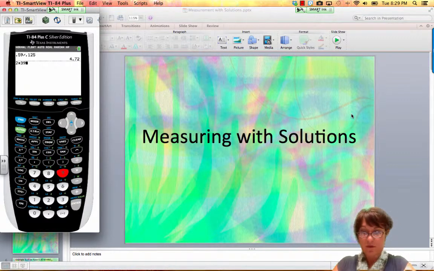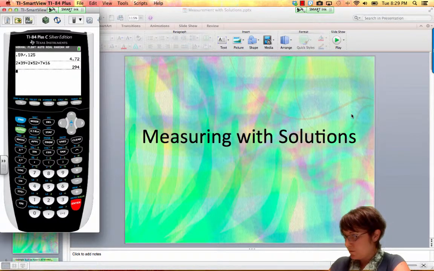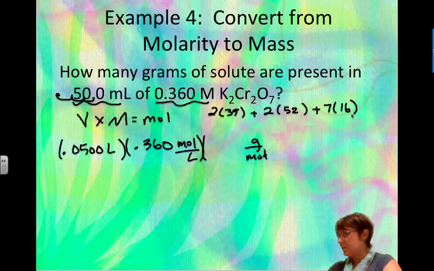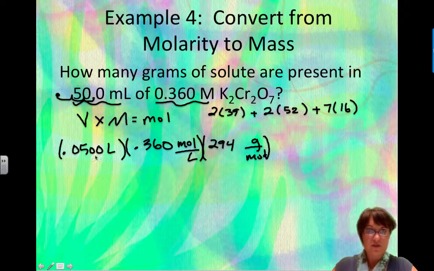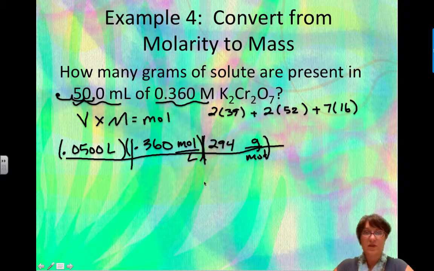So 2 potassiums, 2 chromiums, and 7 oxygens. Okay, 294 grams per mole. That's a pretty big substance. All right, so we put that in our conversion factor. Hey, you know what this looks like to me? This looks like a T table. Check it out. Multiply the top times the top, divide by the bottom.